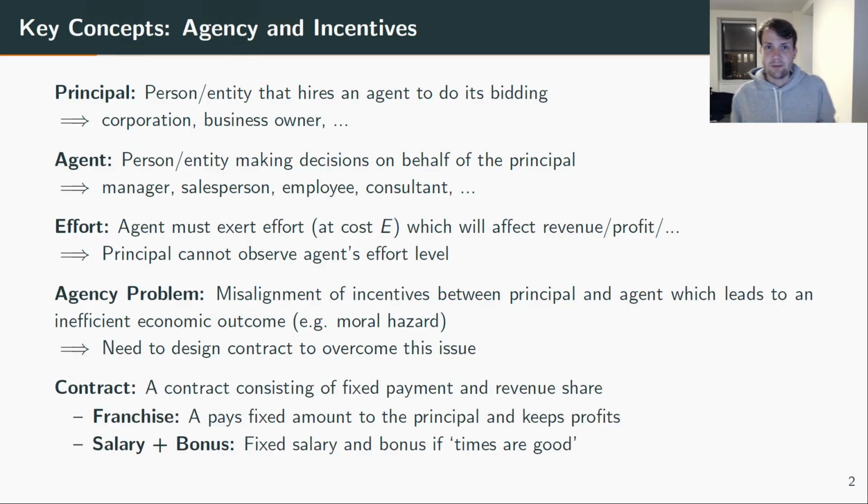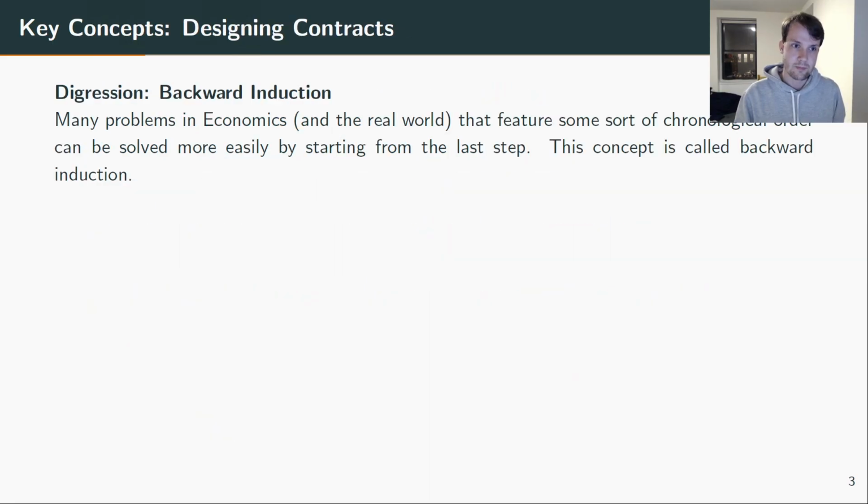We're going to talk about two types of contracts. That's basically everything one needs to consider. One is a franchise, where the agent pays a fixed fee to the principal and therefore is allowed to keep all the profits, or something called a salary and bonus type contract, which is what you're all familiar with. You get a salary, and at the end of the year or day, and we're going to see how that pans out when we're going over an example, you're going to be paid a bonus if times are good, or if you hopefully worked hard, we're going to reward you for it.